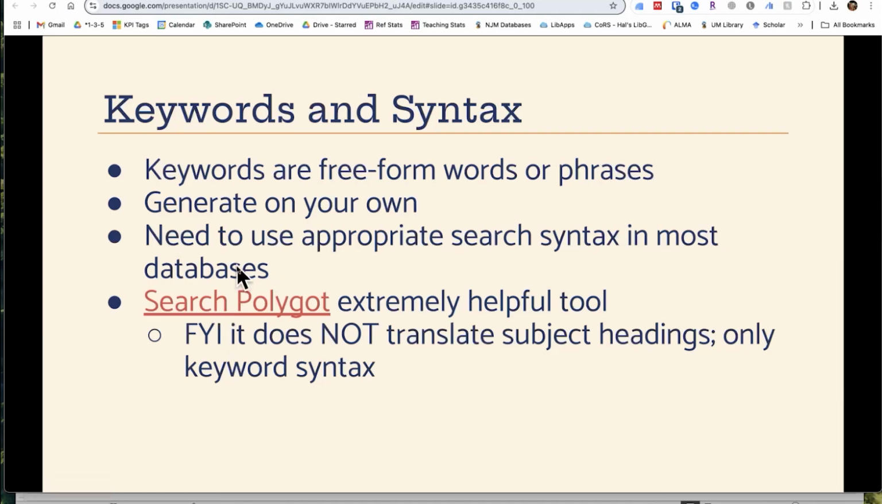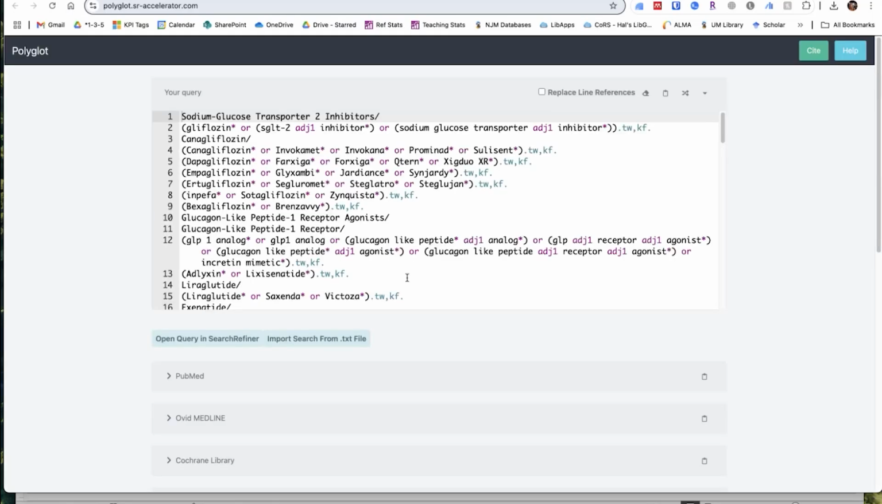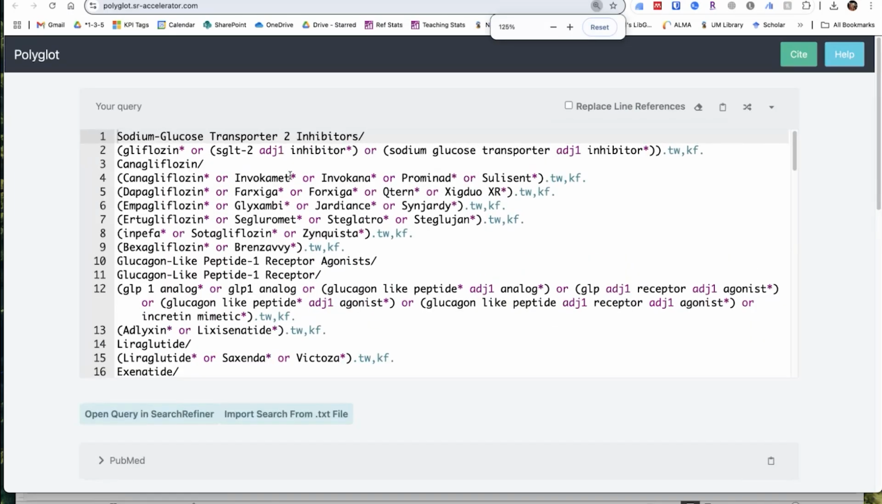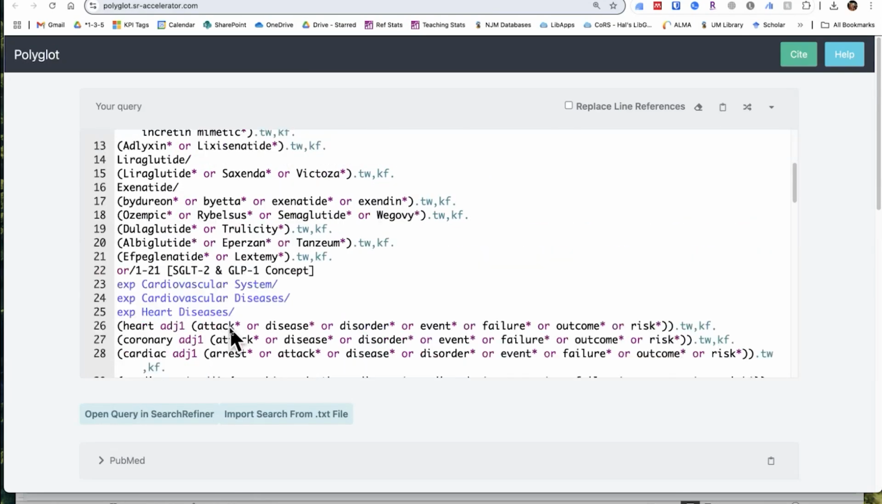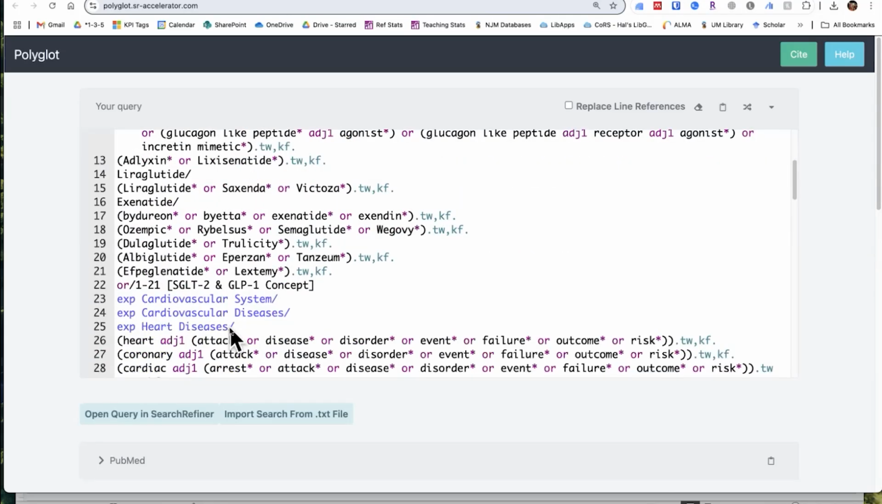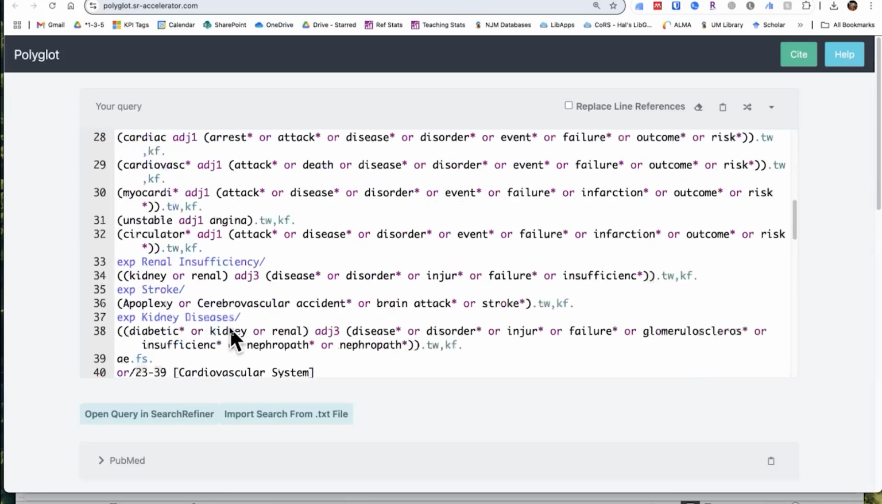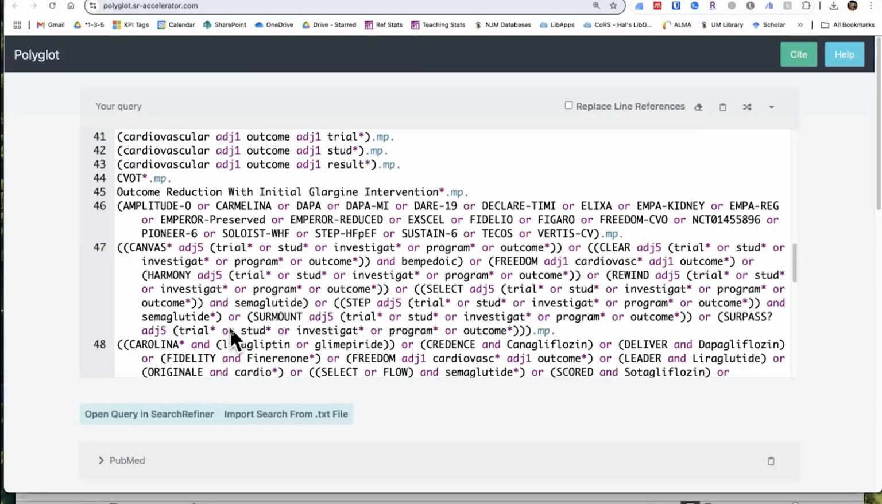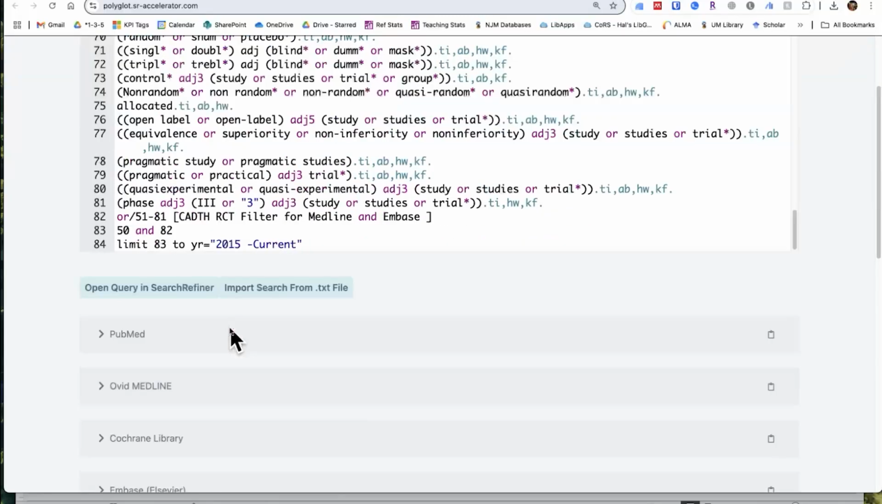So again, once you've created your main search and you need to get it ready for other databases, use this tool called Search Polyglot. Oh, this was just an old search that I had. Okay. Hopefully you can see that. So what I've done is I've copied and pasted a search I just finished. You can see it's all about different drugs for cardiovascular diseases and heart disease. So this is my whole long search that I did in Ovid Medline.